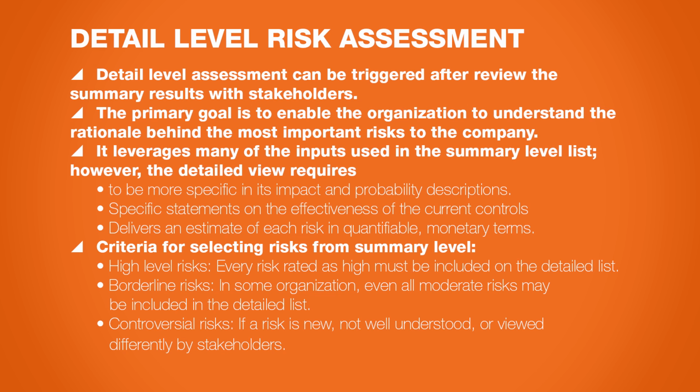There are some criteria for selecting risks from the summary level. For example, high-level risk: every risk rated as high must be included on the detail list. Borderline risk: in some organizations, even moderate risks may be included in the detail list. Controversial risks: if a risk is new, not well understood, or viewed differently by different stakeholders, it can also be selected for detailed risk review.